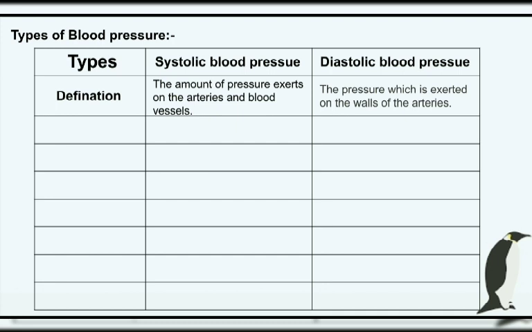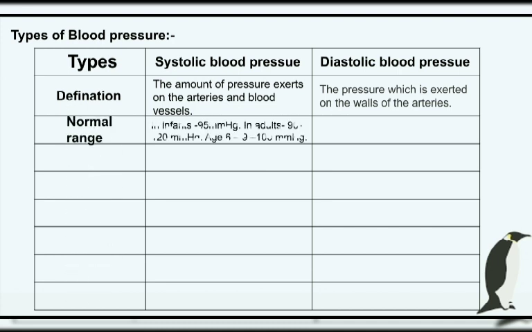So the heart will pump, and it will create pressure on the arteries. When the heart pumps, there are so many arteries and veins present there, so it creates pressure on the arteries. But in diastolic blood pressure, arteries create pressure on the wall of the heart, because in diastole the blood will be filled inside the heart.